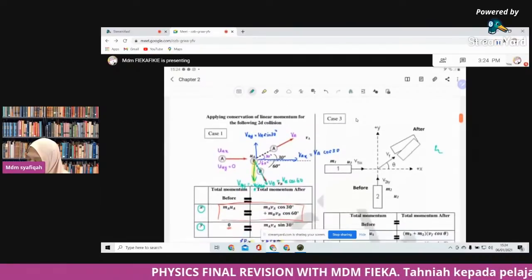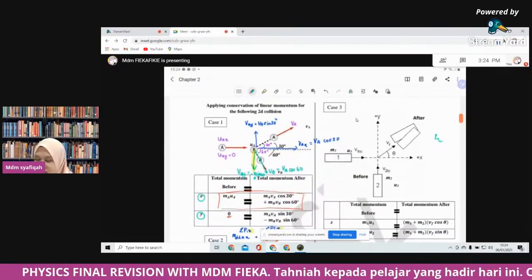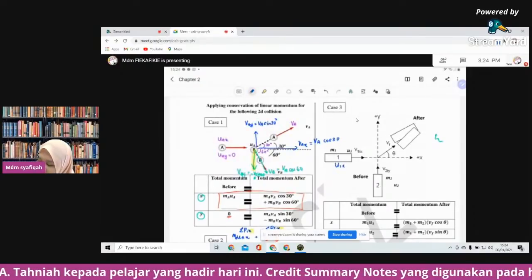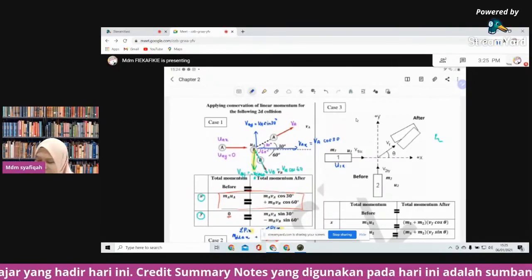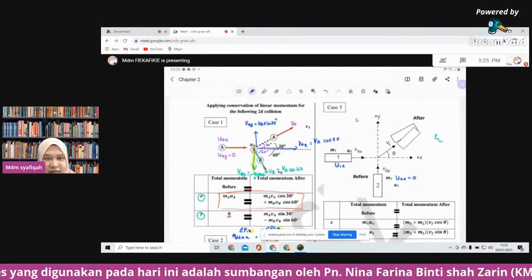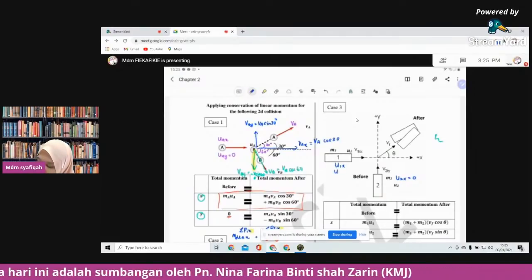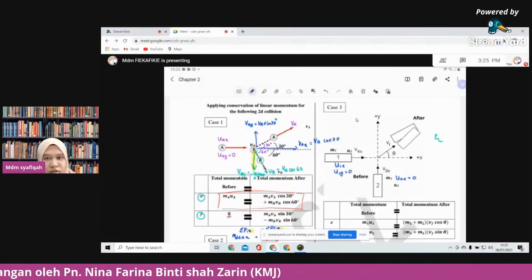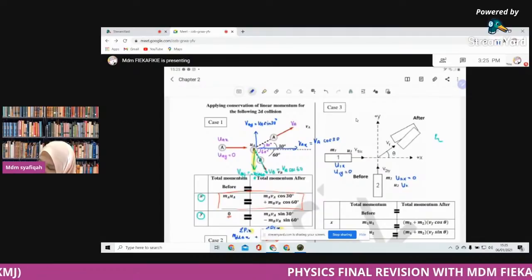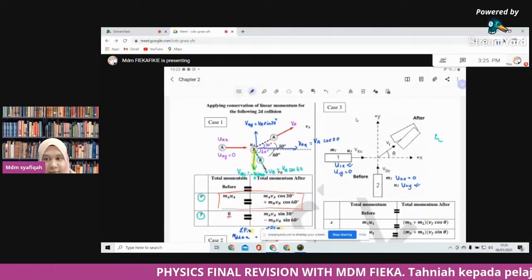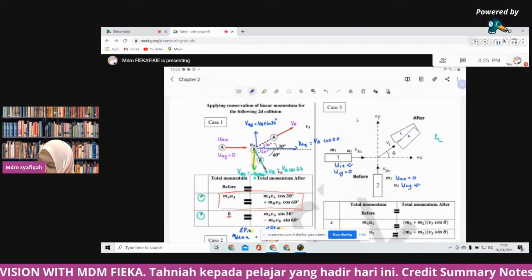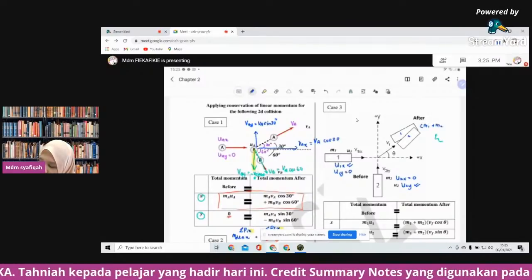Okay, the last case. Initially kita ada mass 1 kita ada U1X, tapi mass 2 tak ada U1X, U2X. So U2X dia kosong. Sebab dia tidak bergerak in X component. Okay, this one U1Y is 0, because it's not moving in Y component, it's moving to the right. And this one U2Y ada nilai. Okay, and what happened after collision? 1 and 2. So we have M1 plus M2. So combine.